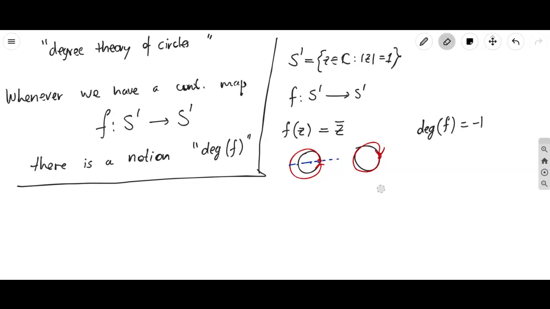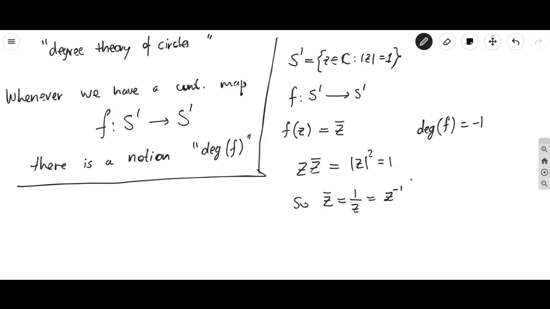But there's another way why the degree should be negative 1. And it has to do with this, that we know that if you take a complex number and you multiply by its complex conjugate, you get the sum of squares of the 2 components. So you get the absolute value of z squared, but that's equal to 1. The reason why this is equal to 1 is precisely because we're on the unit circle. And so the conjugate is equal to 1 over z. And if you write it as a power, that's z to the negative 1. So notice the variable z appears to the negative 1 power. So it makes sense why the degree is negative 1.